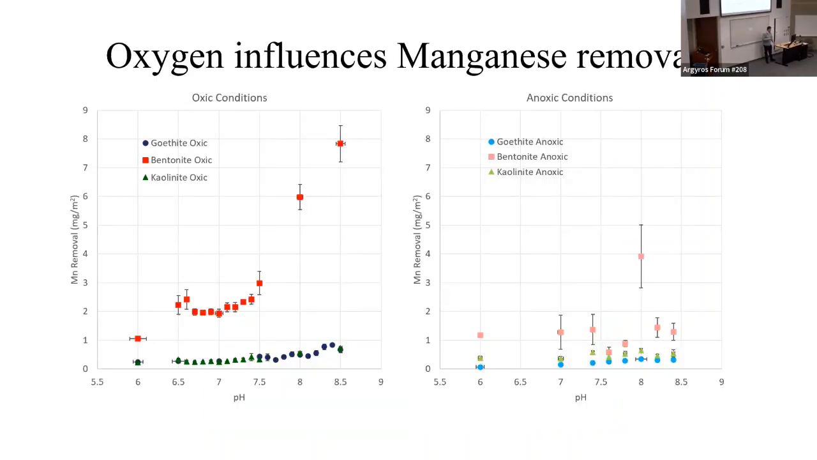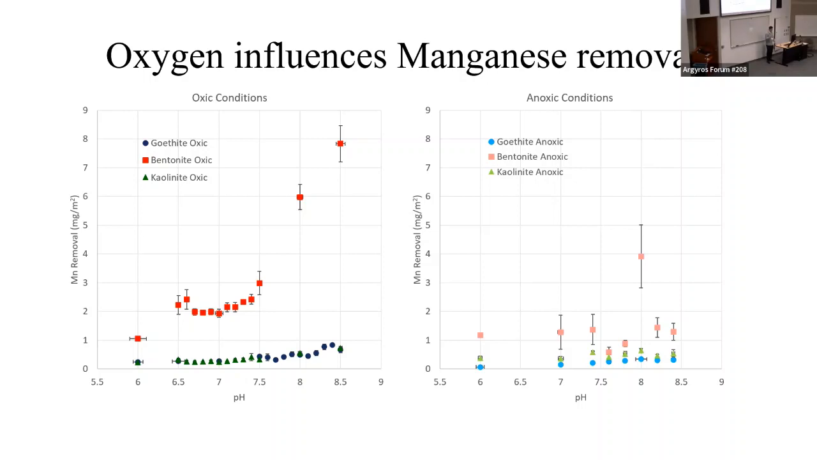So here are two graphs with the oxic data and the anoxic data. For both of them, on the x-axis we have pH, and on the y-axis we have manganese removal measured in milligrams of manganese per meter squared of surface that was added. In the oxic conditions, we can see that the bentonite removes a lot, as well as in the anoxic conditions. It removes more than the other surfaces. So this is indicative that bentonite is the most reactive of the three surfaces that I tested.